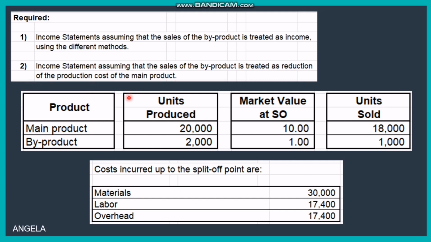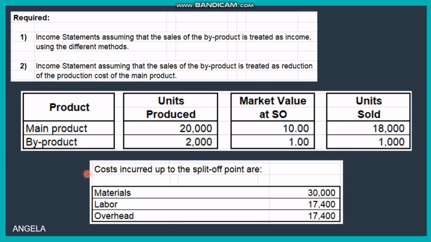Ito po. So, for product, meron tayong dalawa, main product and yung byproduct. So, for units produced, meron tayong, yung sa given pala, units processed to, pero pwede rin po siyang units produced. So, units produced ng main product is 20,000 units. For byproduct naman, we have 2,000 units. May market value at split off yung main product na 10 pesos. And for the byproduct naman, meron siyang 1 peso market value. Yung units sold daw po for the main product is 18,000 units and for the byproduct naman ay 1,000 units.